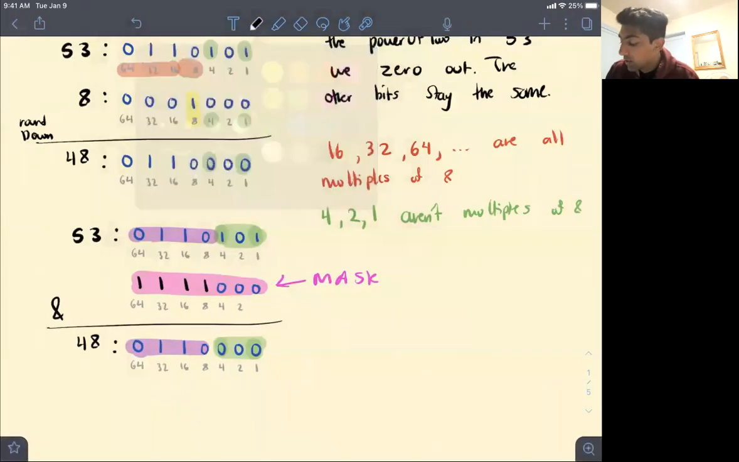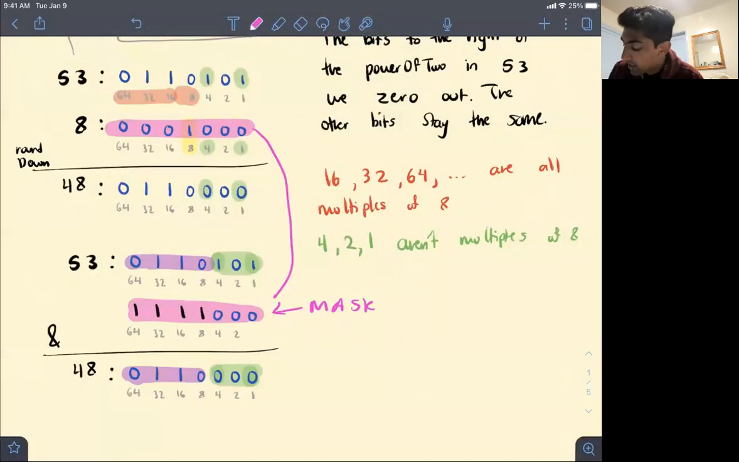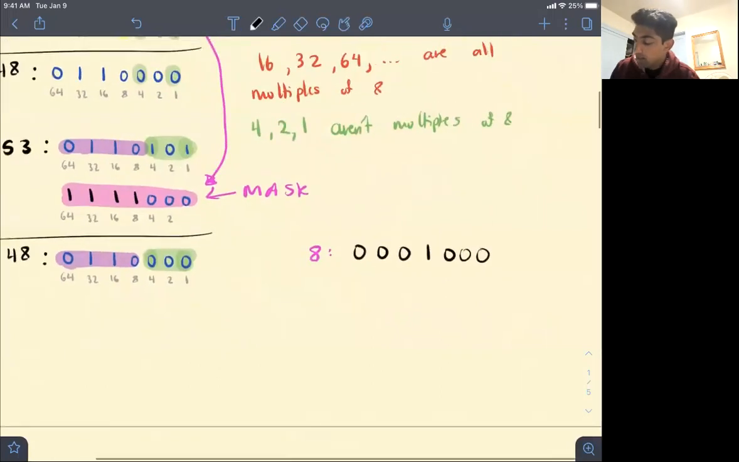Well, what we're given is this number 8. So somehow, given this number 8, we need to do some sort of bit operations to produce this mask, right? So if we're looking at the number 8, it's 0, 0, 0, 1, 0, 0, 0, right? And eventually, after doing some sort of operations, we want it to look like 1, 1, 1, 1, 0, 0, 0.